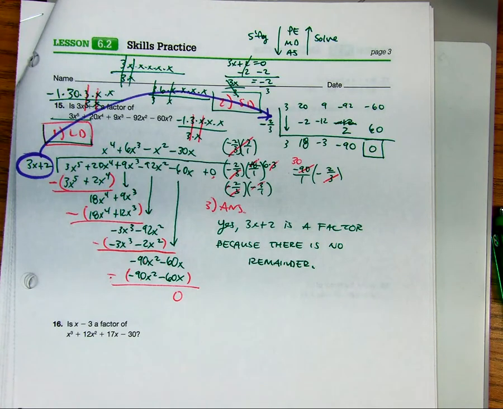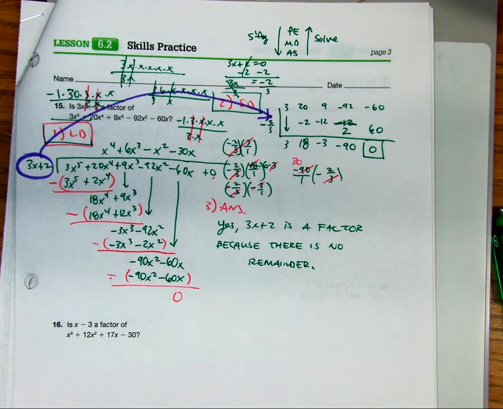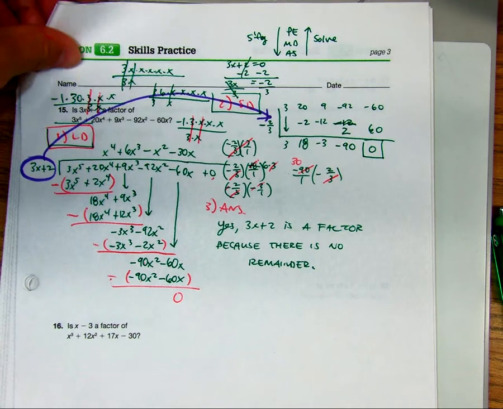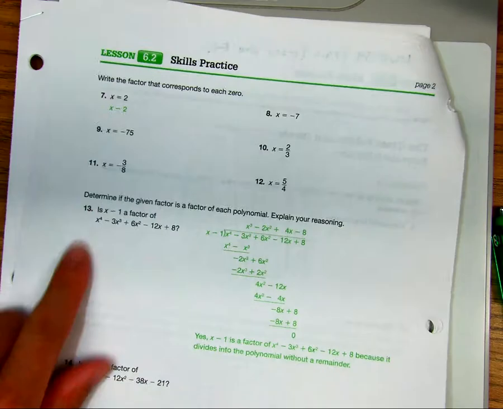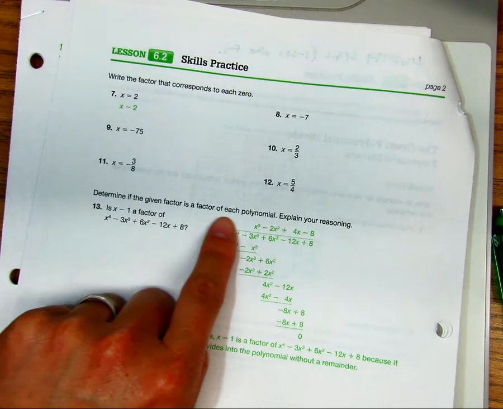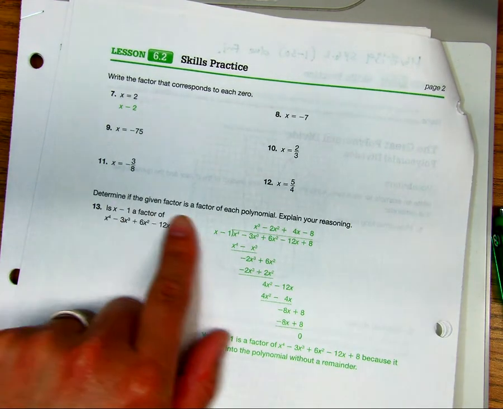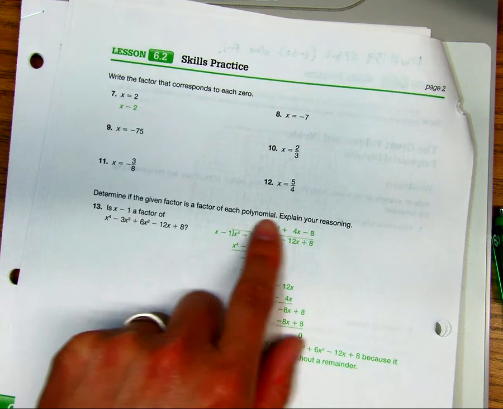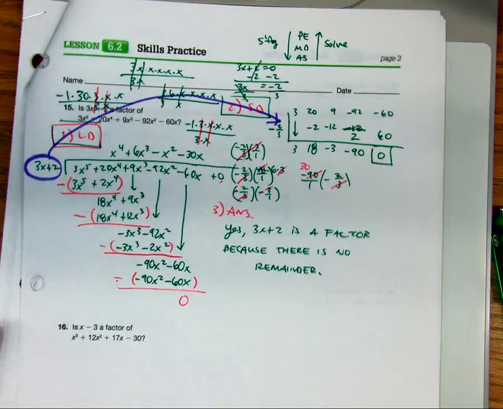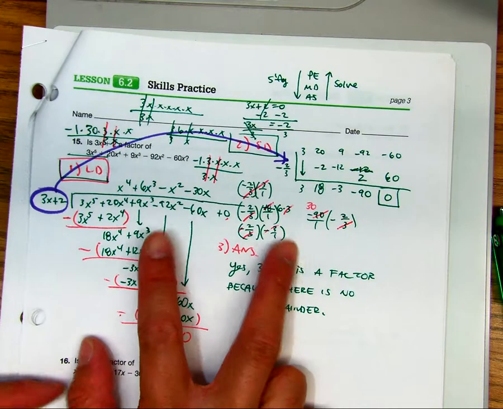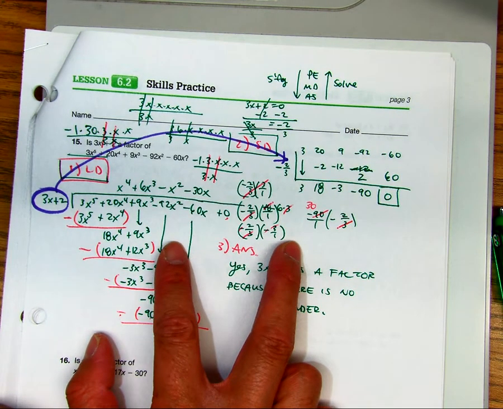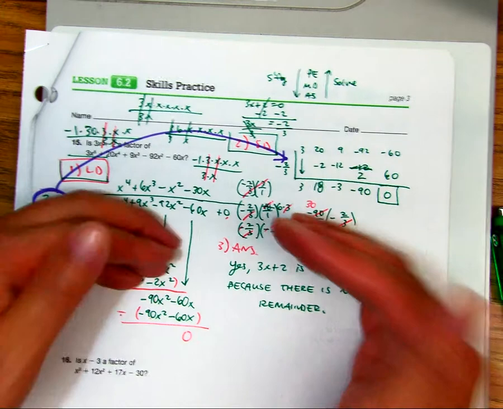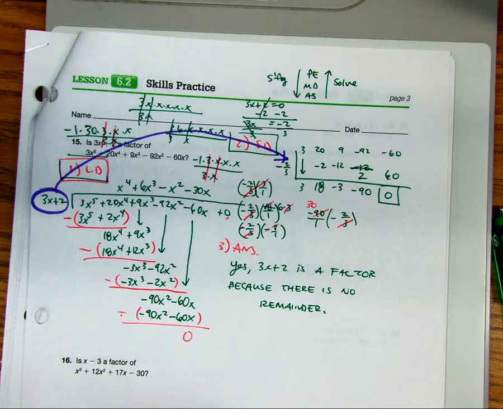This is why you might be upset with me, because we have some reading skills. I'll come back to this. It says, determine if the given factor is a factor of each polynomial. Explain your reasoning. Does it say synthetic or long division? So you don't need to do both. You're going to have to know how to do both on the quiz on Friday. But one of these might be easier for you. But if I explicitly tell you to use one, then you have to. Okay?